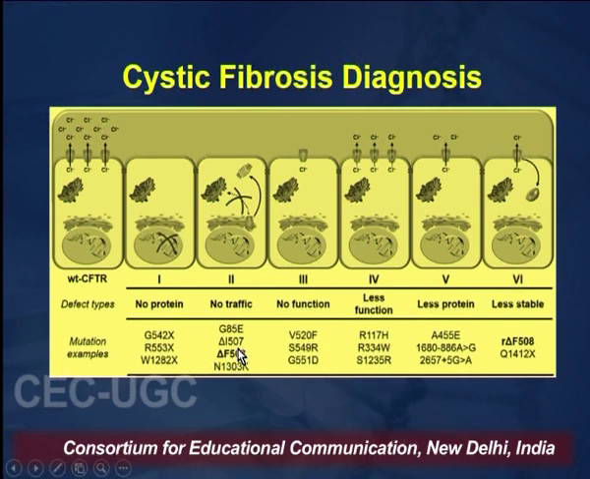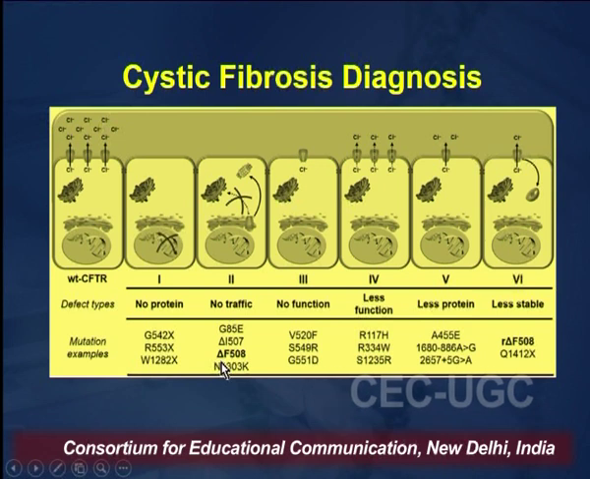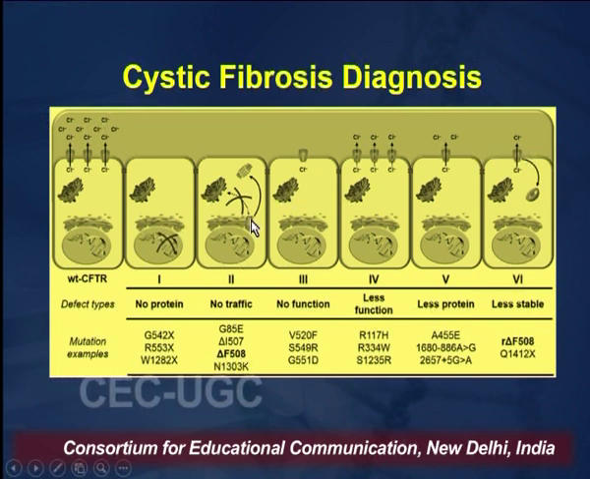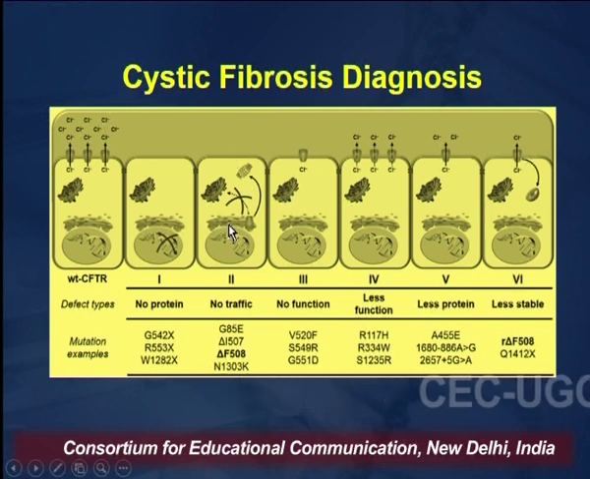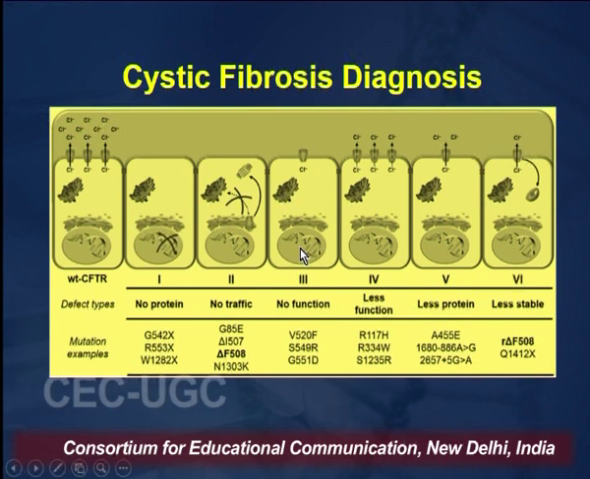You remember, this is the main and most prevalent mutation leading to cystic fibrosis, the delta F508 mutation, and this mutation leads to non-trafficking of the protein to the transmembrane. So, the CFTR protein is formed, but it is not transported to the transmembrane and therefore cannot cause the conduction of the chloride ions. Then there is also no function. So, these mutations lead to no functioning of the CFTR protein.